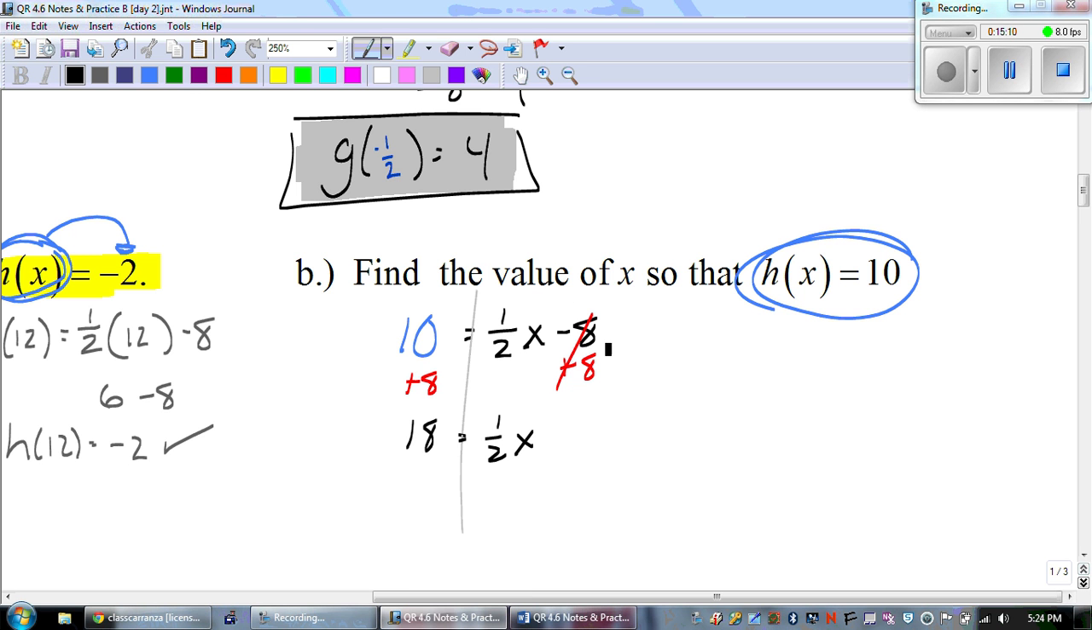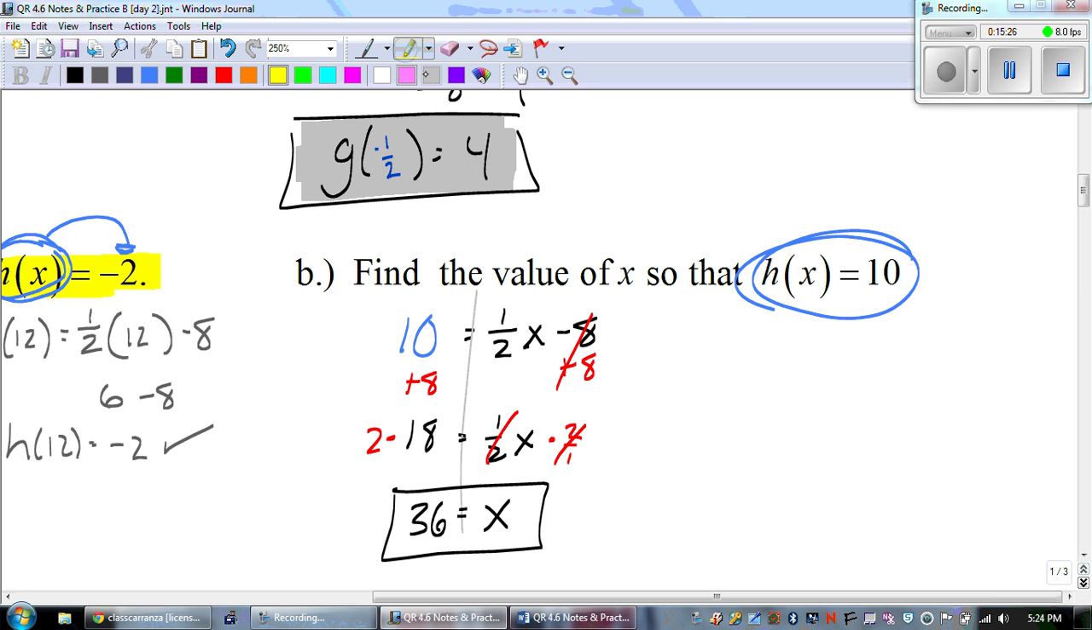And then same thing. How do we get the x by itself? Well, we multiply by the reciprocal. And then 18 times 2, we get 36. Now, if you don't believe me, you can plug it in. Feel free to do it. I've already done it once, so I don't have to double check.